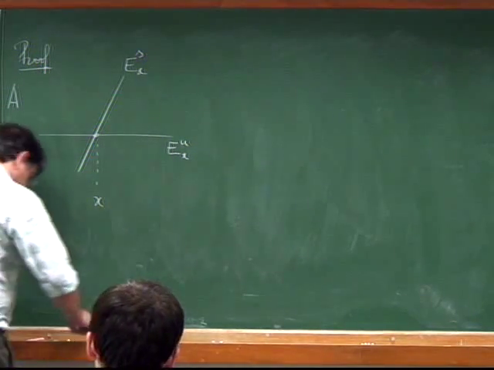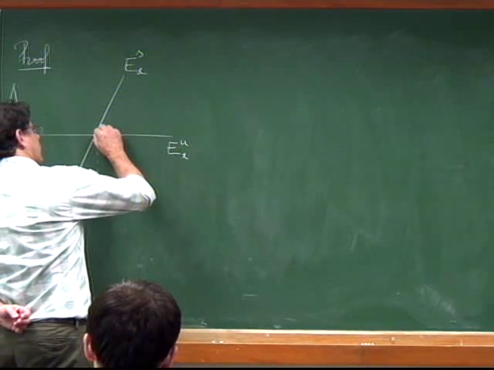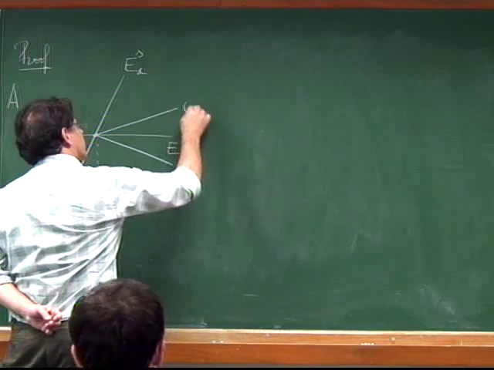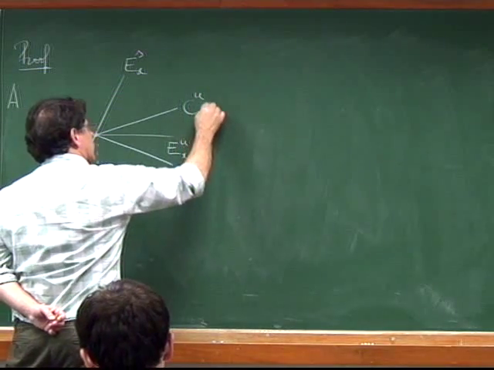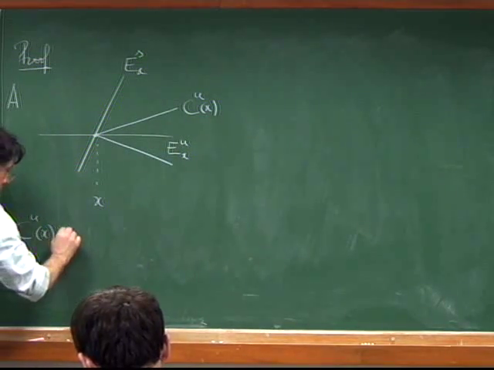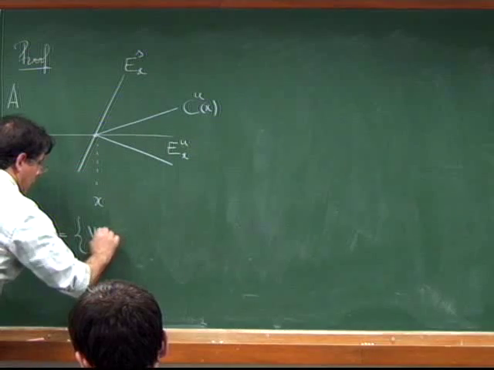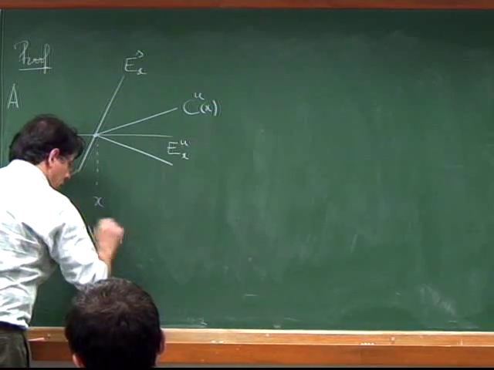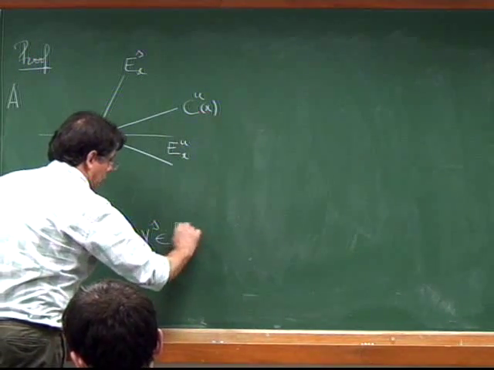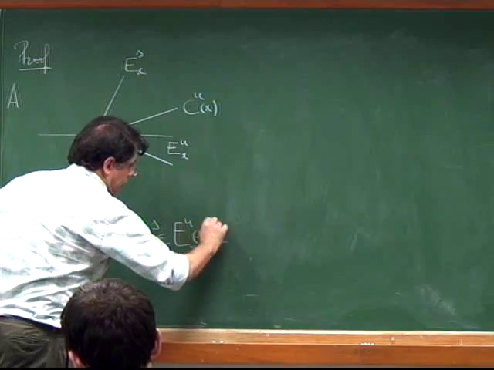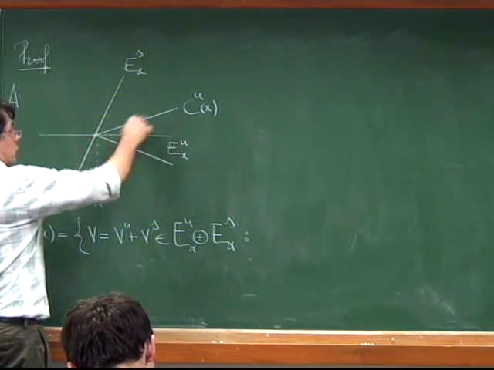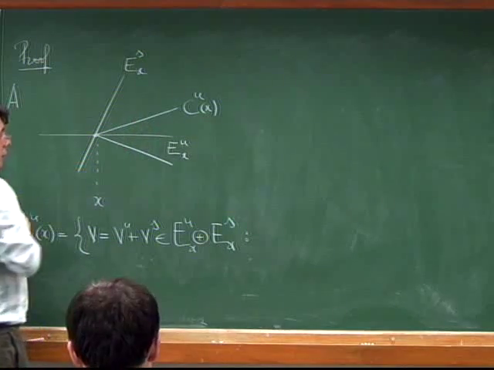So let us consider something that I'm going to call the unstable cone at x. What is the unstable cone at x? It is the set of vectors v of the form v^u plus v^s in E^u_x plus E^s_x. That's what I'm trying to describe here. This is this quadrant here.